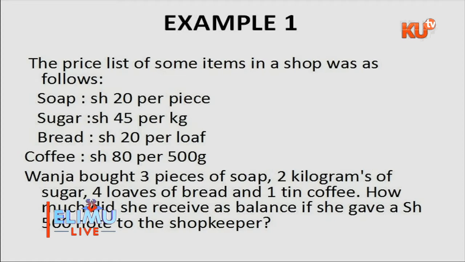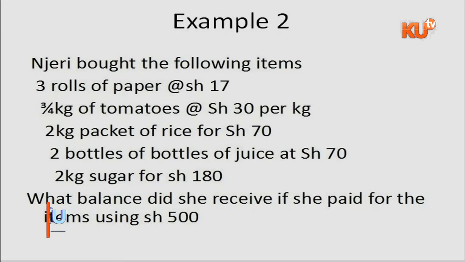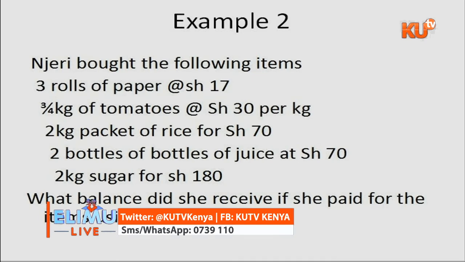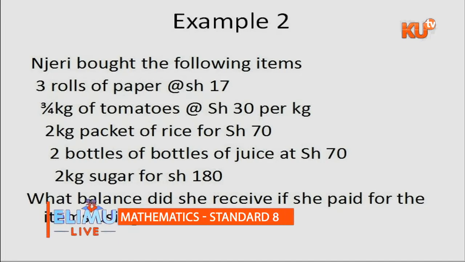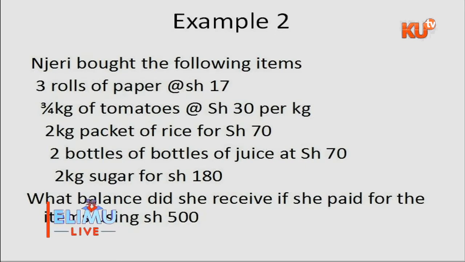In example 2, you're told, Njeri bought the following items. 3 rolls of paper at 17 shillings per roll, 3/4 kgs of tomatoes at 30 shillings per kg, 2 kgs packet of rice for 70 shillings, and then 2 bottles of juice at 70 shillings, 2 kgs of sugar for 180 shillings. What balance did she receive if she paid for the items using 500 shillings? So it's the same question. It is similar to the question that you have just done.